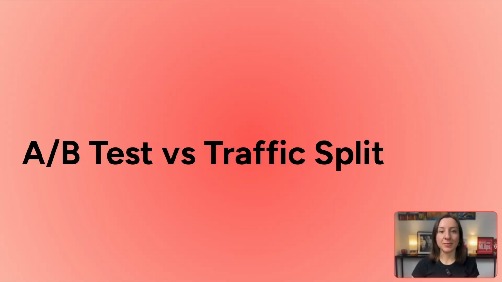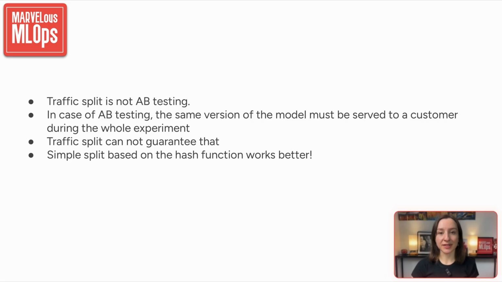Let's quickly remember what an A/B test is. A common misconception is that simply splitting traffic between model versions qualifies as A/B testing. But that is not accurate. In true A/B testing, a customer must consistently see the same model version throughout the entire experiment. This consistency is critical to accurately measure model performance differences, whether it's click-through rate, conversion, or other metrics. A naive traffic split, like Databricks built-in traffic routing, doesn't guarantee this. One user might hit model A on one request and model B on the next, especially if the requests are stateless and routing is random.